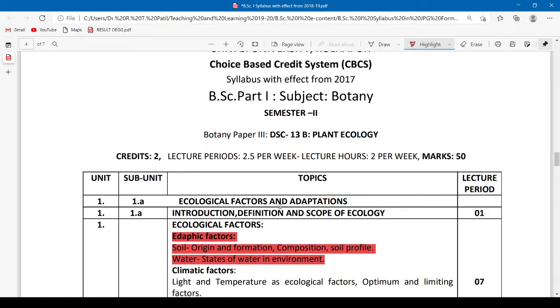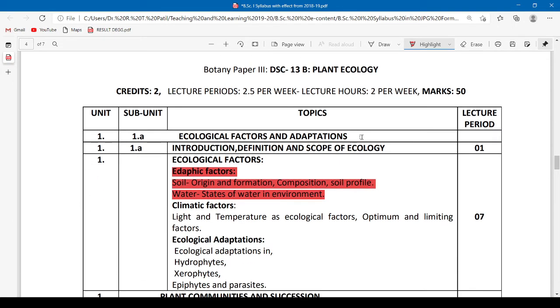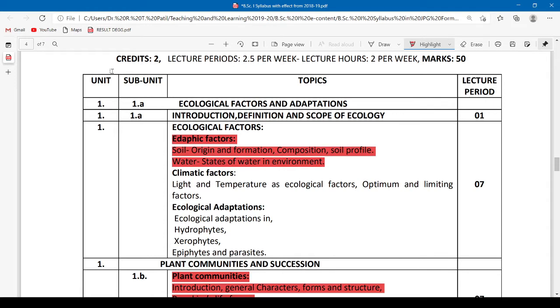Now firstly, plant ecology means it is the branch of botany which deals with the study of plants in relation to the environment. That branch is called ecology, and in that the following topics are in our syllabus. The first unit is ecological factors and adaptations, and the first part in this unit is introduction, definition and scope of ecology.